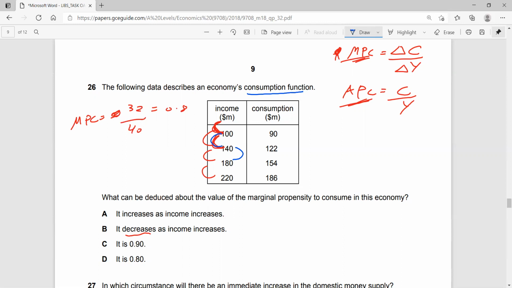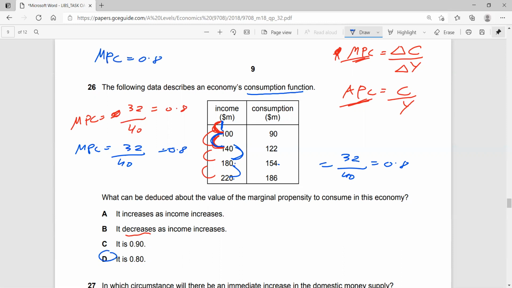Now we looked at the first step, because before this we can't compare it with anything. Now let's look at this step. The MPC here, again, the change in income is 40, and the change in consumption is also 32. So it's still 0.8. If you look at the final step, 180 to 220, the change in income is still 40. Consumption goes 154 to 186. Let's pop the calculator: 186 minus 154. And the change in consumption is still 32. This is also 0.8. So your MPC has actually remained constant at 0.8.